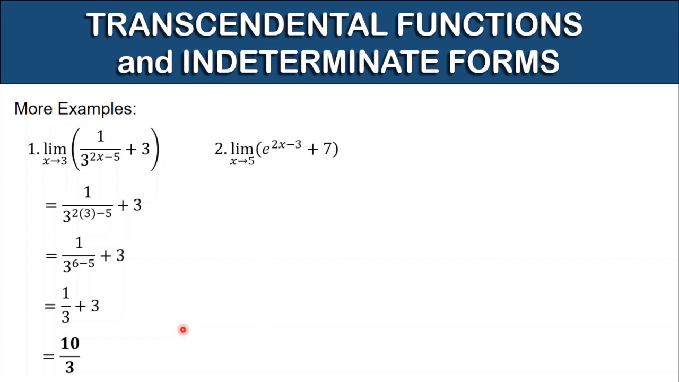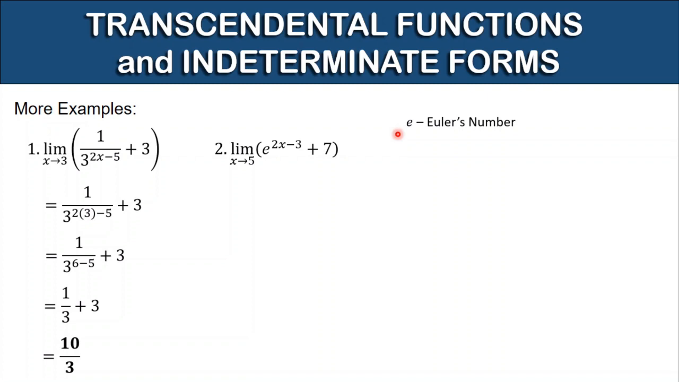Number 2, we have the limit of e raised to 2x minus 3 plus 7 as x approaches 5. Let's have a short introduction regarding e. E is called the Euler's number. Just like our pi, it has a constant value.